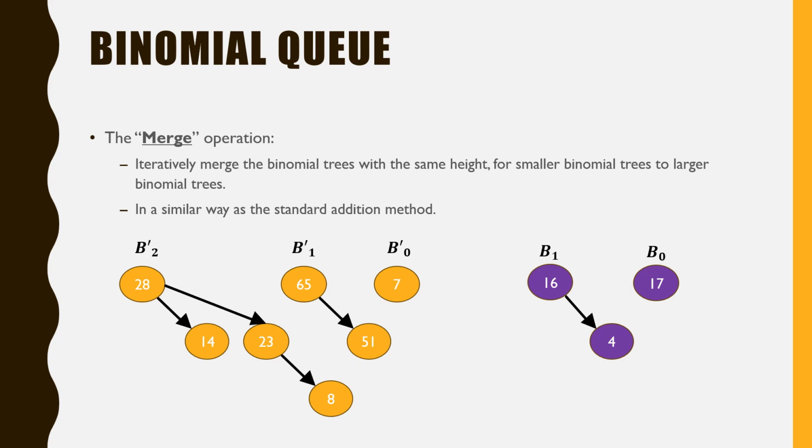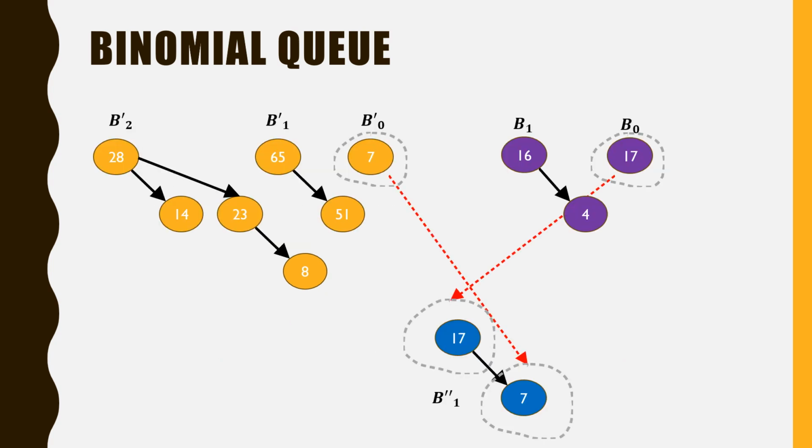Starting from the smallest binomial tree, we iteratively merge binomial trees of the same height from each binomial queue. We will illustrate this process by merging the orange with the purple binomial queue shown in the slide. To begin, we merge the binomial tree B'0 from the orange binomial queue with B0 that comes from the purple binomial queue. Merging these two B0 trees results in a B1 tree, which is shown in blue and labeled as B'1.